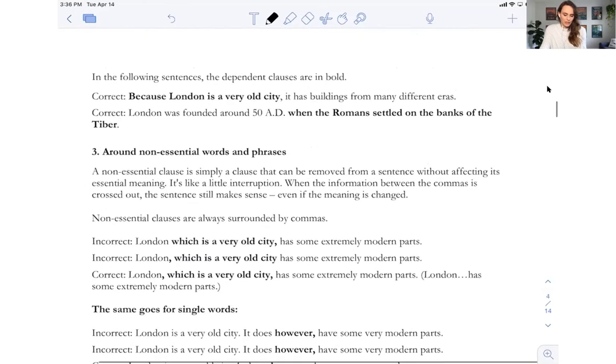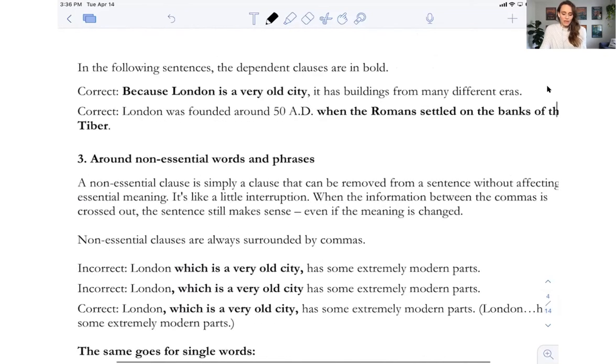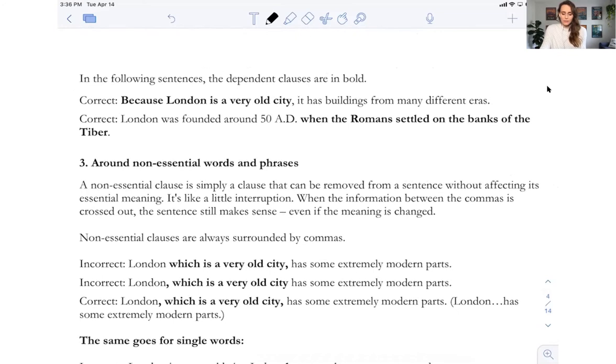So let's see here. Because London is a very old city, it has buildings from many different eras. London was founded around 50 AD when Romans settled on the banks of the Tiber. So you can see here when the dependent clause comes second, so later on in the sentence, you do not need a comma. When it comes first, you do need a comma.